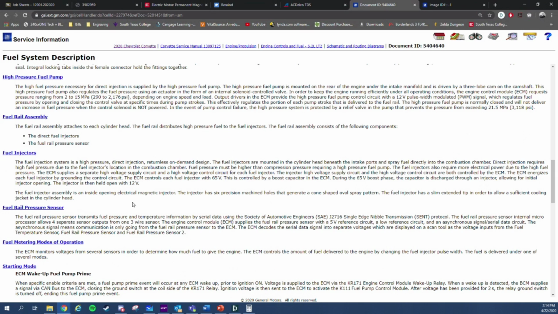So the fuel injector assembly is an inside opening electromagnetic injector. The injector has 6 precision machined holes that generate a cone-shaped oval spray pattern. The fuel injector has a slim extended tip in order to allow sufficient cooling jacket in the cylinder head. So that is a lot to take in with just one schematic.